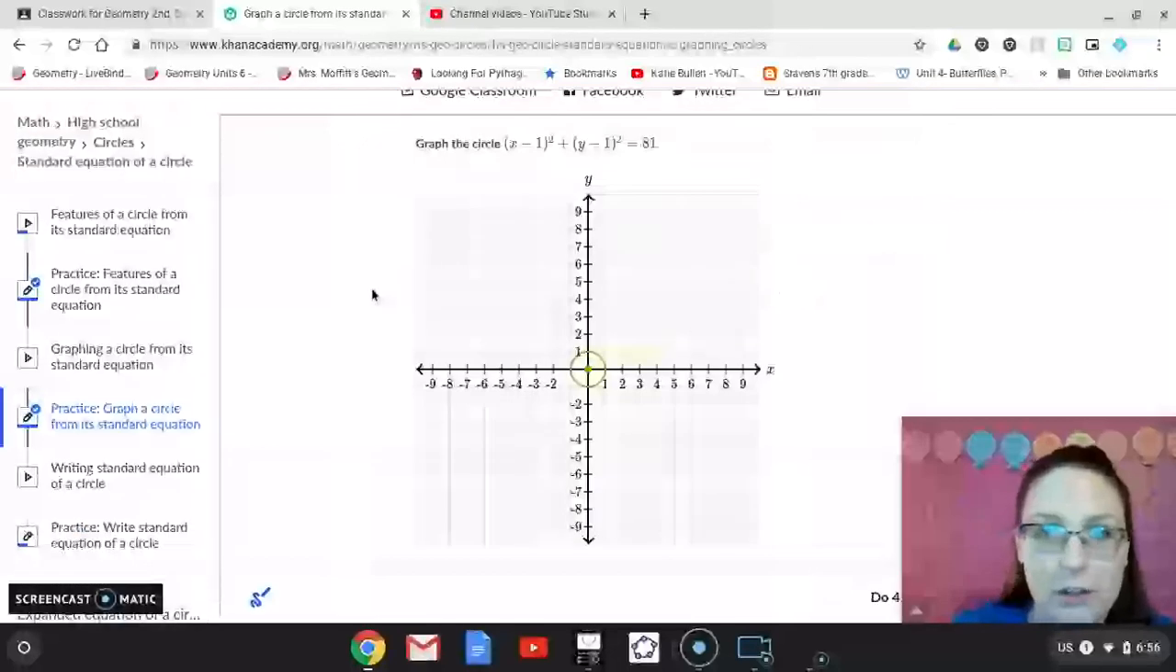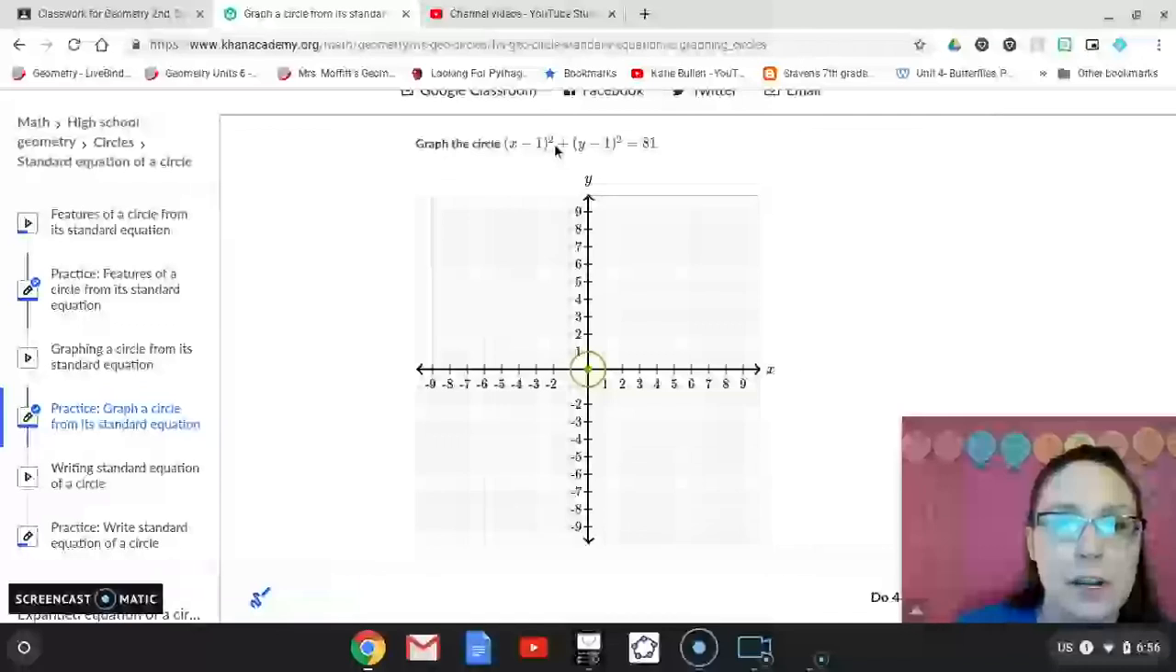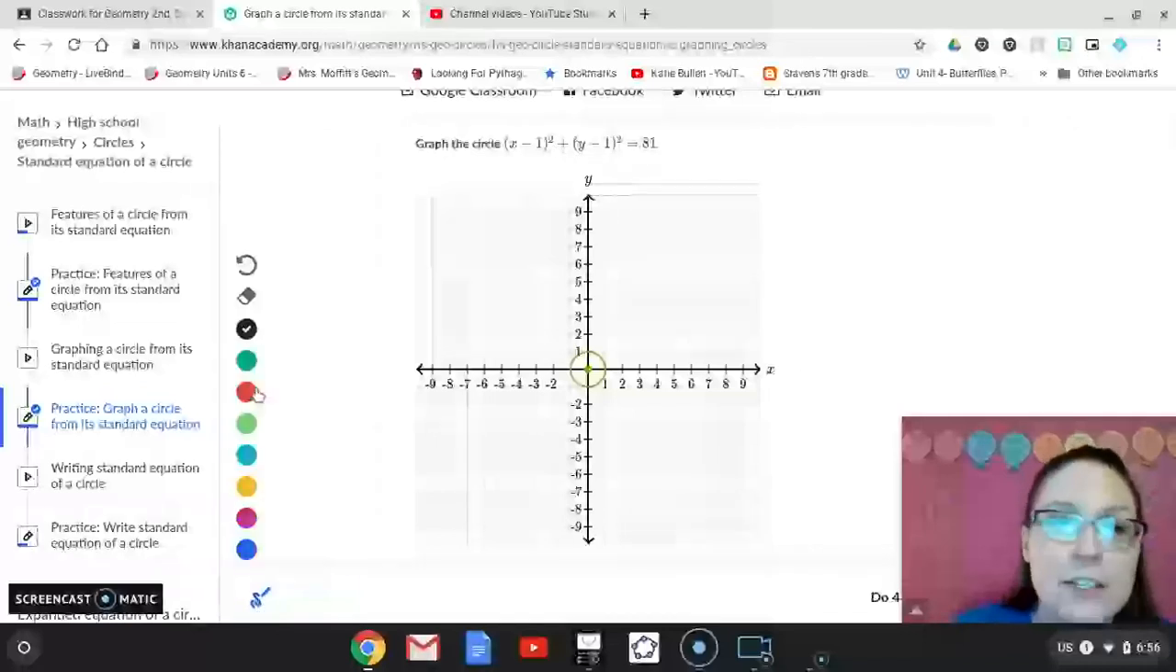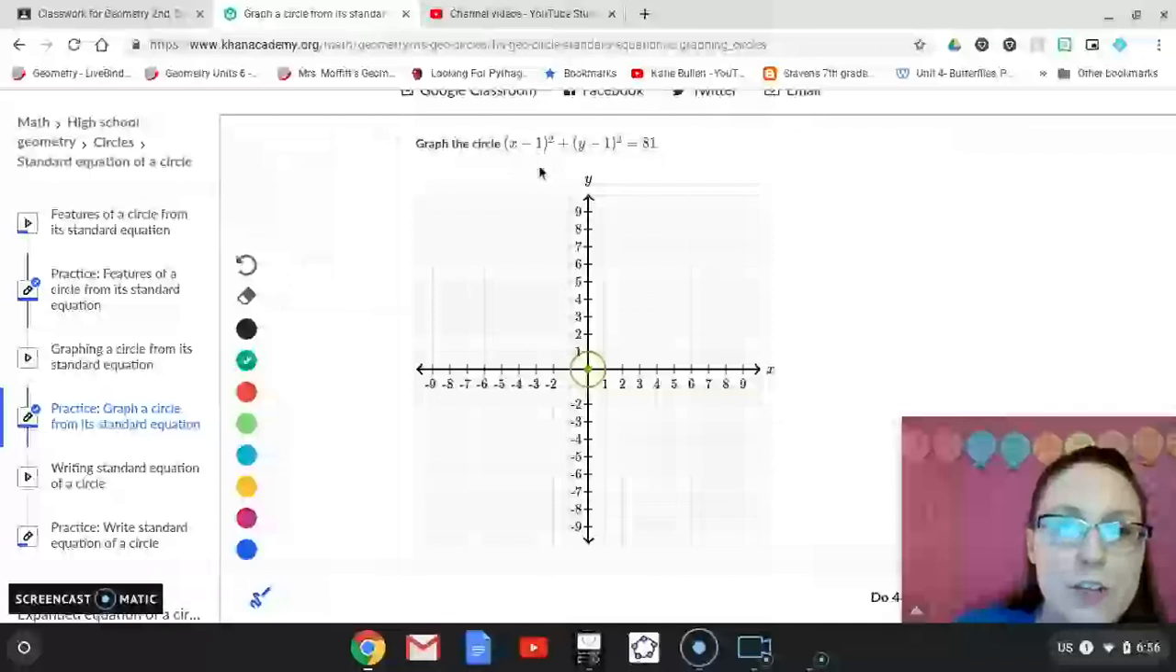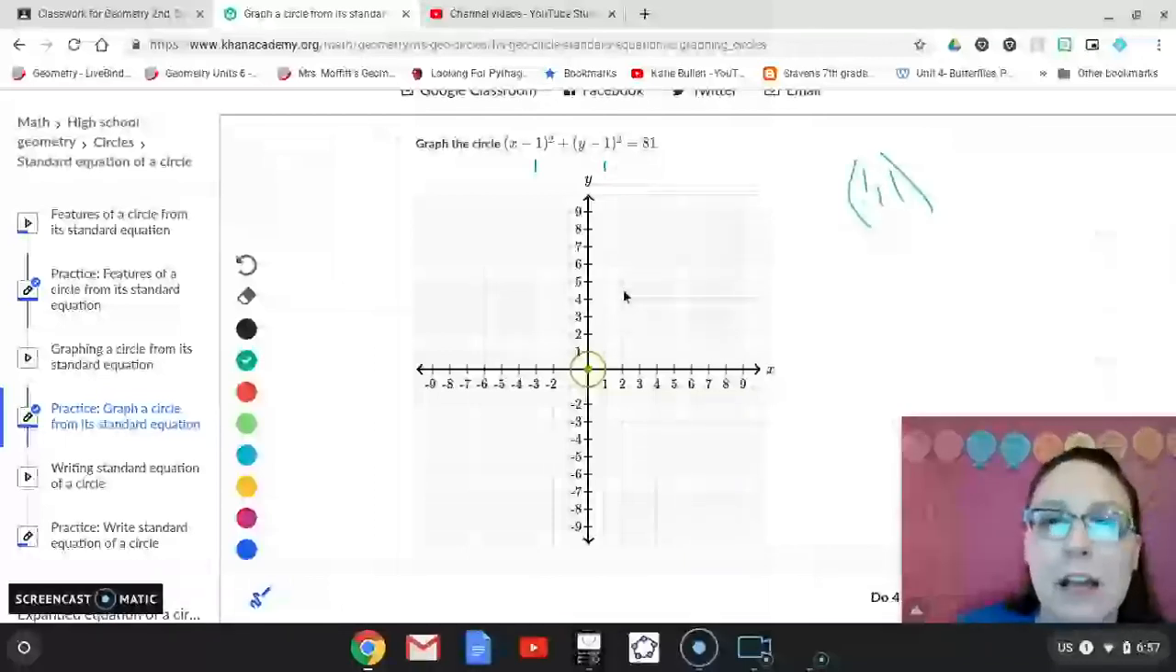All right, so this says graph the circle, x minus 1 squared plus y minus 1 squared equals 81. So I can see that h is going to be positive 1 and k is also going to be positive 1. So I'm going to center my circle at 1, 1. Okay. And then we know that r is always the square root of this number. The square root of 81 means that my radius is 9.